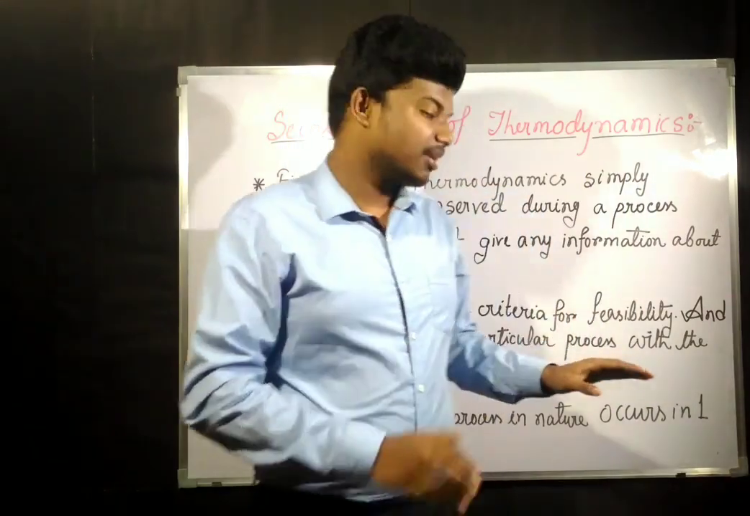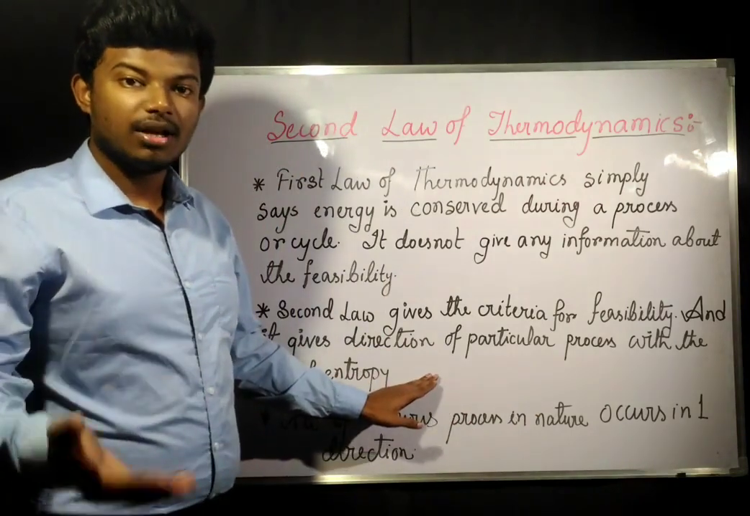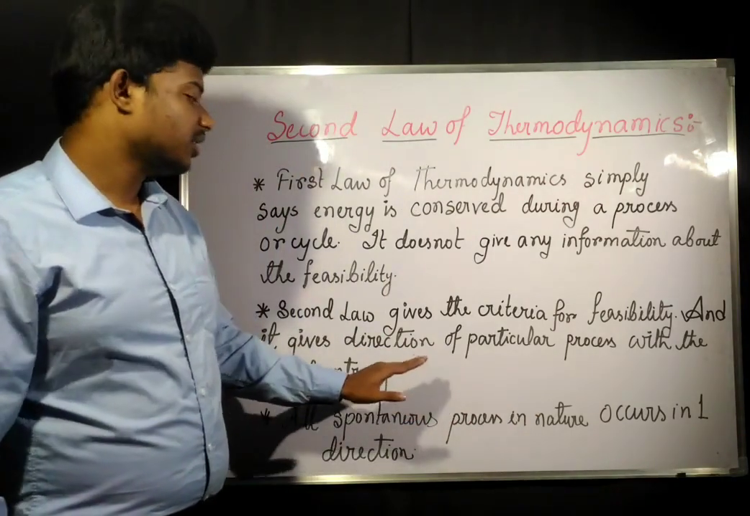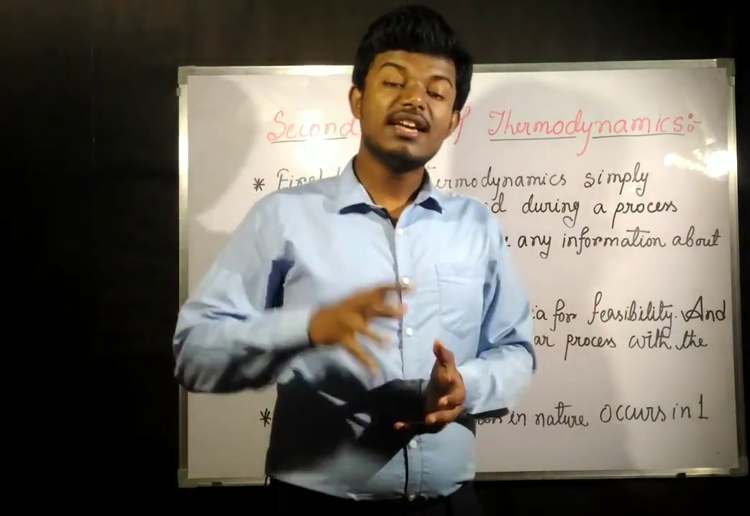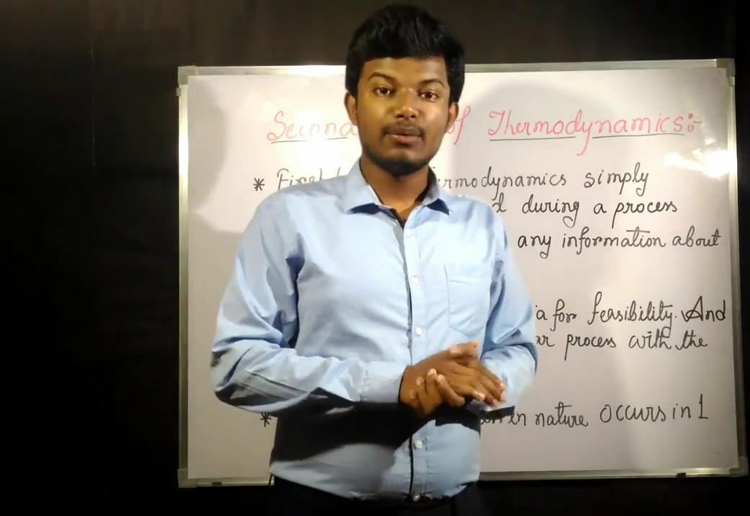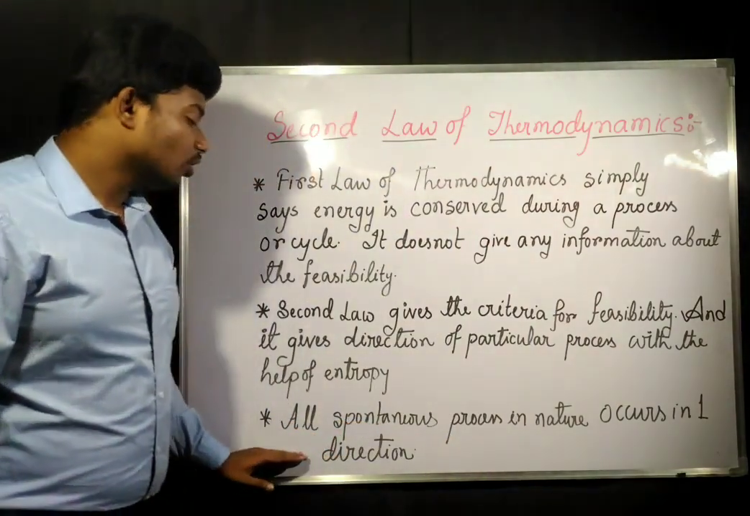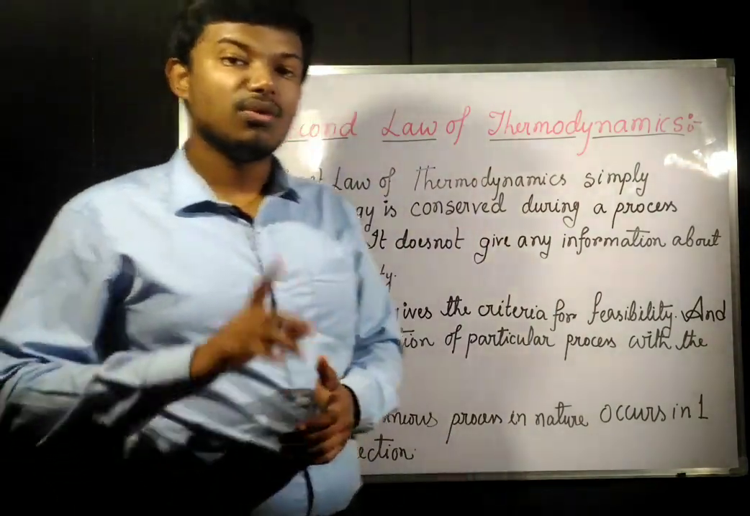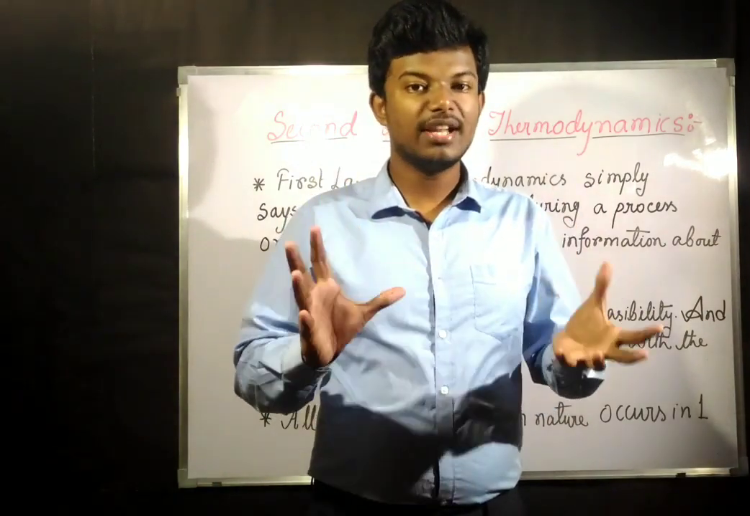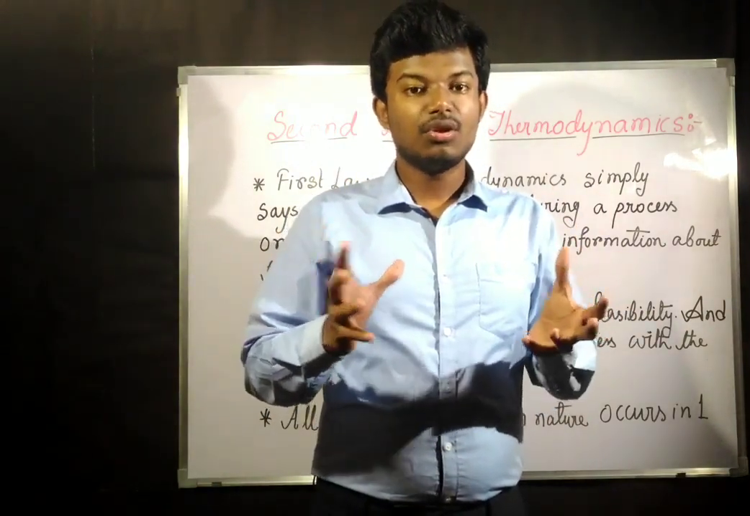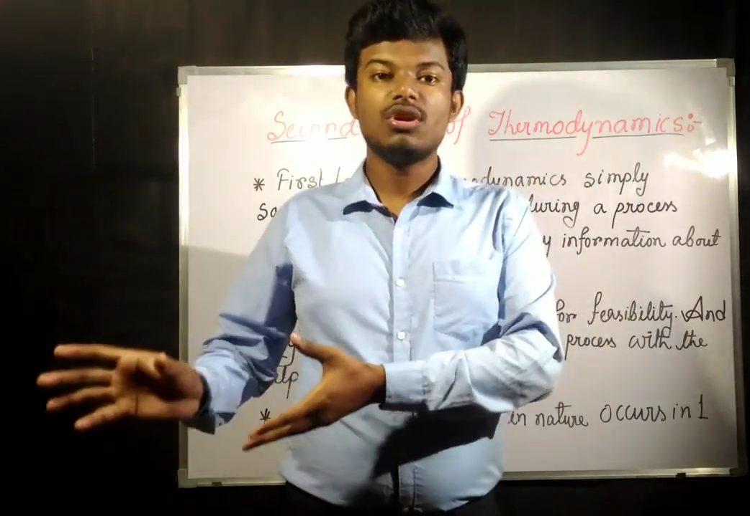In the second law of thermodynamics, the direction is given with the help of entropy. Entropy is a new term we are going to introduce in the next few minutes. So the second law gives us the direction of the process or cycle with the help of entropy. Another thing is that all spontaneous processes in nature occur in one direction only, that is from higher potential to lower potential. Take any spontaneous natural process, and you will always see the process going on from higher potential to lower potential.